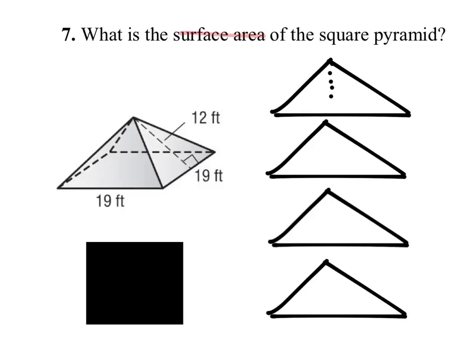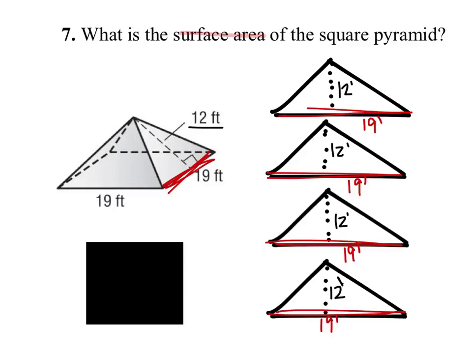Now it's shown the height here along this line. And that height there is 12 feet. We're going to need that value. And the base for all of these triangles is this 19 feet right here. So if we find the area of one of these triangles, then we should be in pretty good shape.